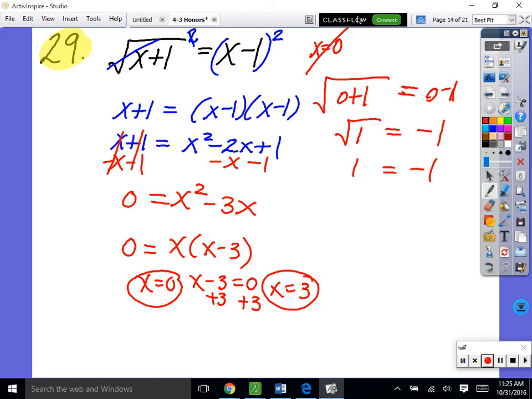No, remember the square root of 1 when simplifying is just 1. Good question. Only when solving do we need plus and minus. Does that make sense to everybody? Okay, so square root of 1 is 1.